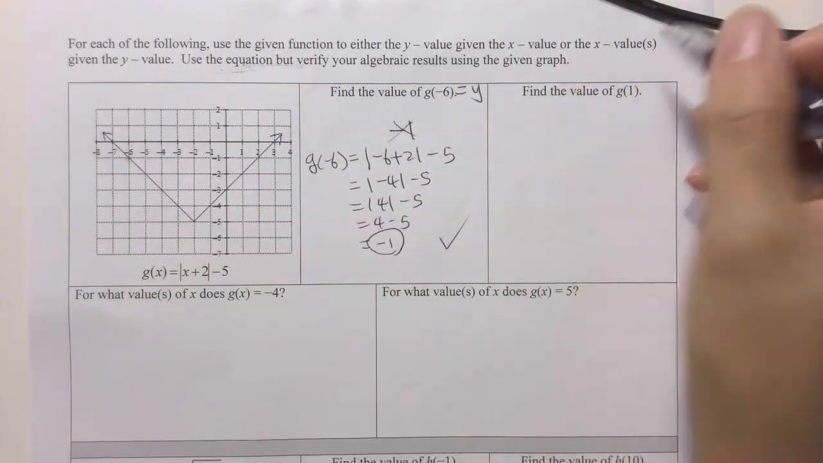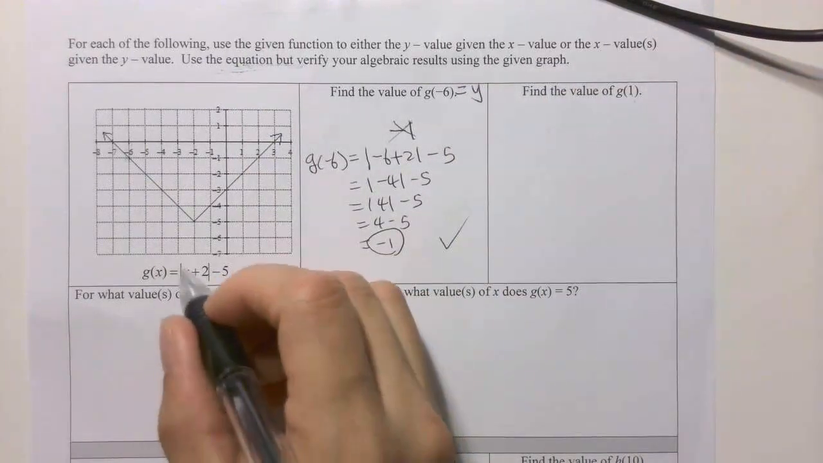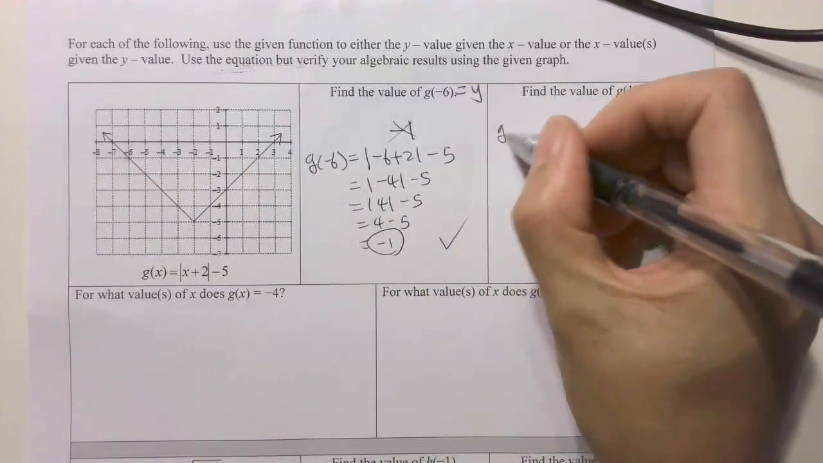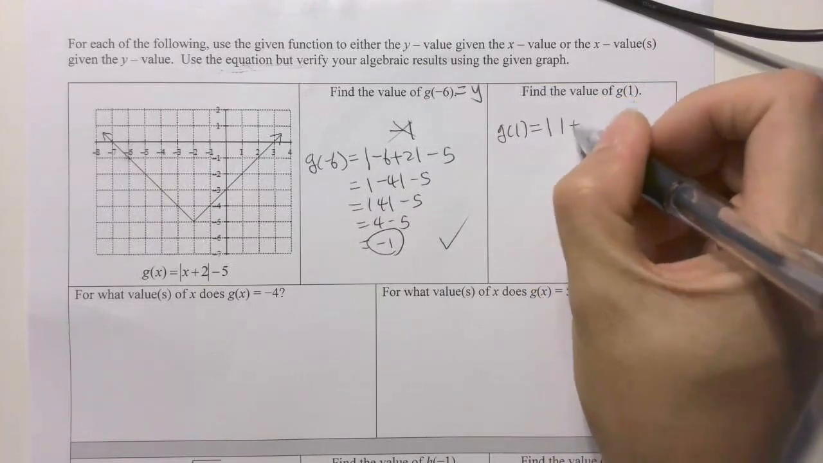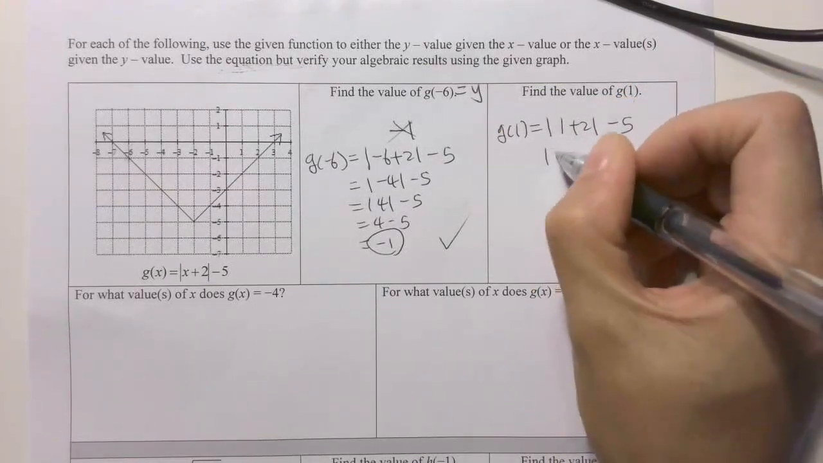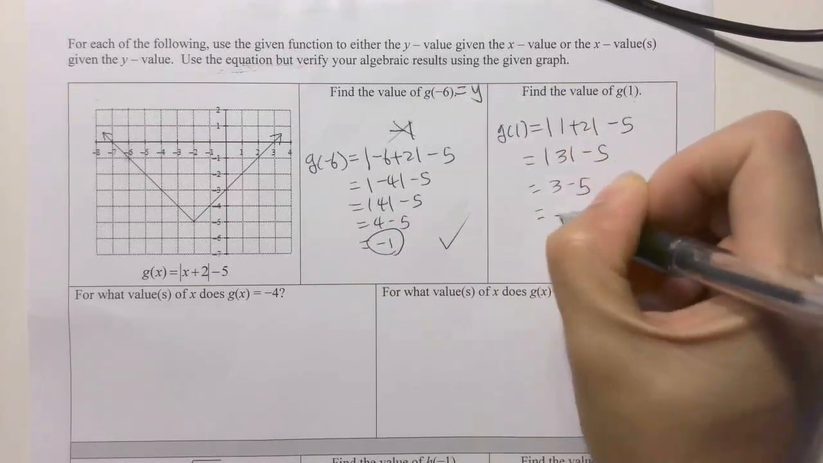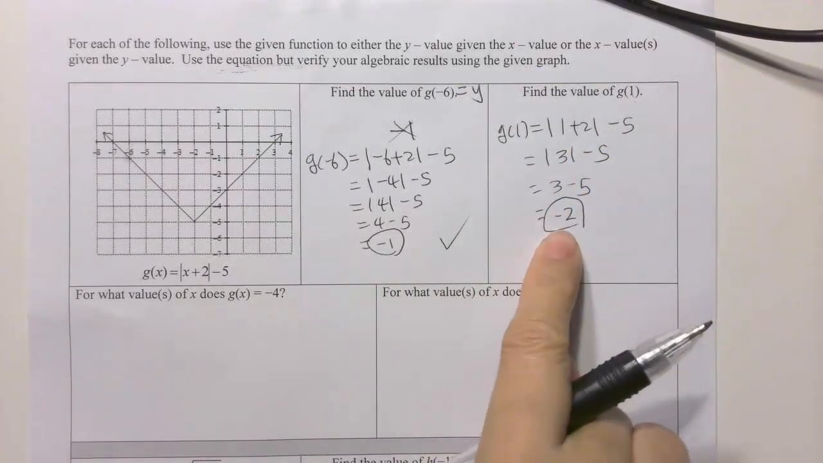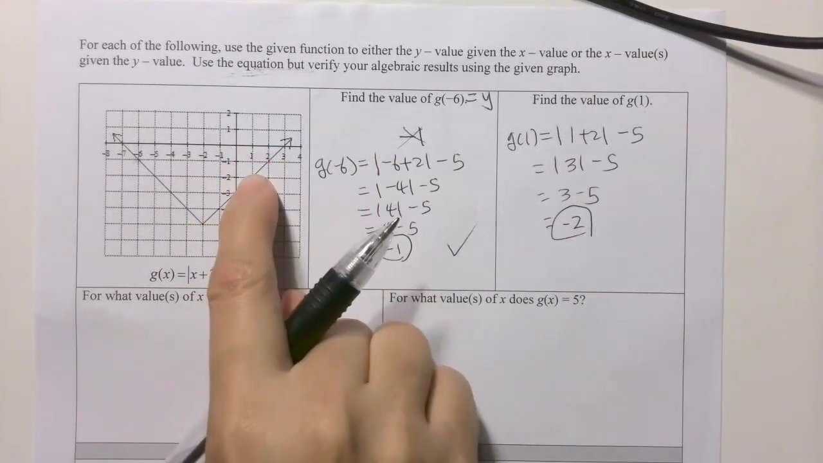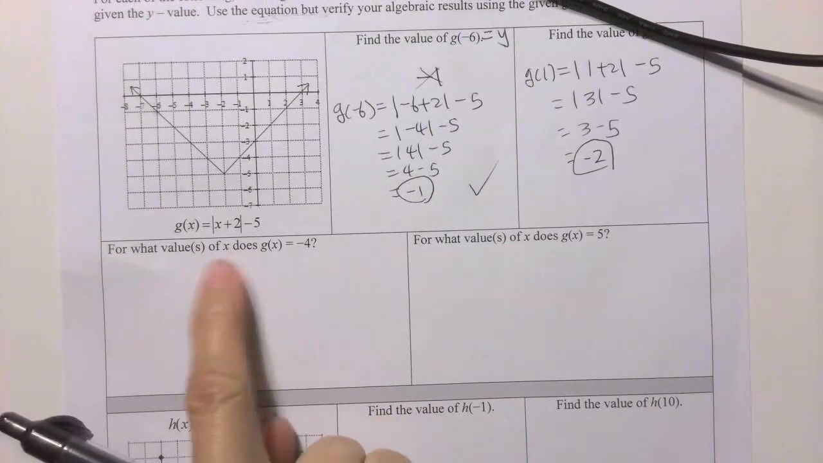One more, g of 1. So take that one, plug it into the x to find the y value. g of 1 is absolute value of 1 plus 2, minus 5. Absolute value of 3 minus 5. 3 minus 5 is -2. The y value is -2. Let's see on the graph. When x is 1, is the y value -2? Yes, check.